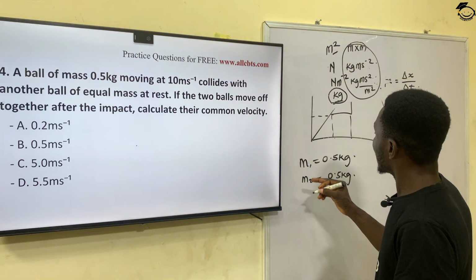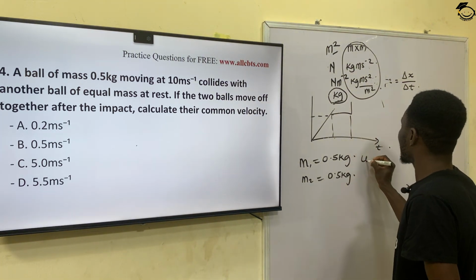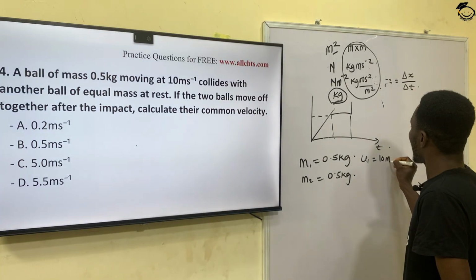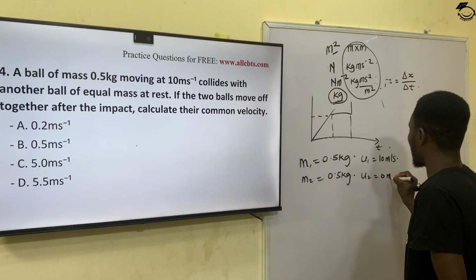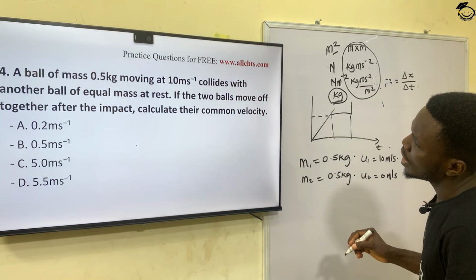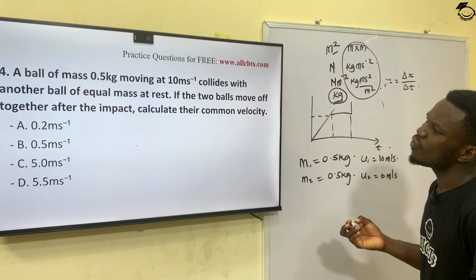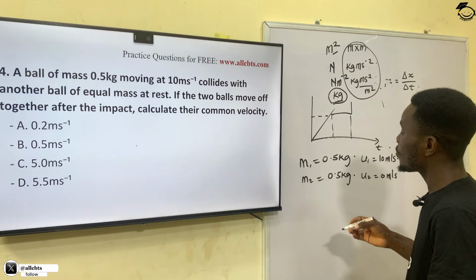So remember that our M1 was moving at U1 of 10 meters per second, and our M2 was at rest, which is 0 meters per second. Then the question says, if the two balls move off together after impact, so they now have a common velocity.